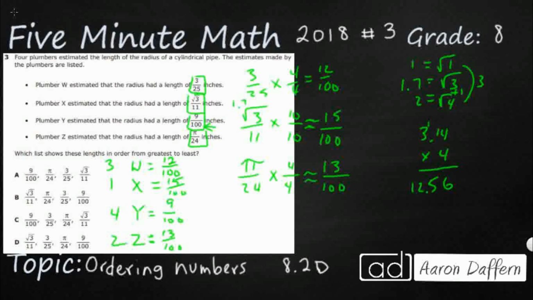So let's see how close we actually got here. Right? So square root of 3 over 11 is really 0.157. Not bad. This is 0.120. This is obviously 0.090. And then pi over 24 is 0.13. So we got close. So our answer here is B.